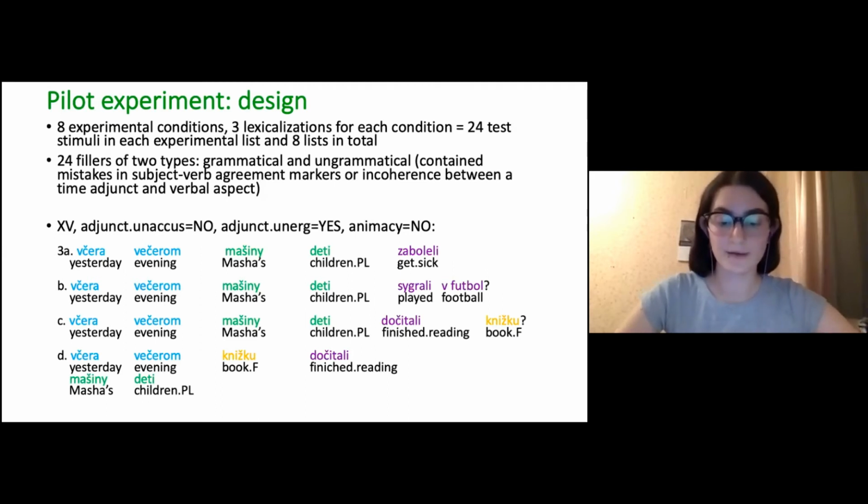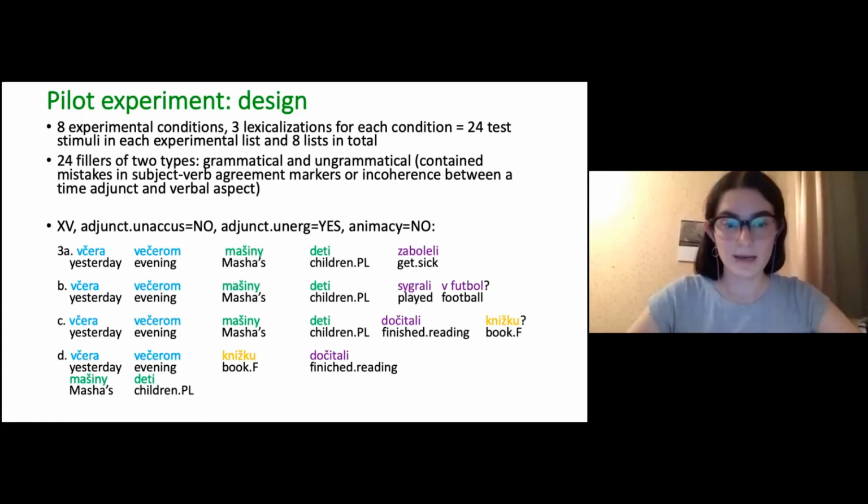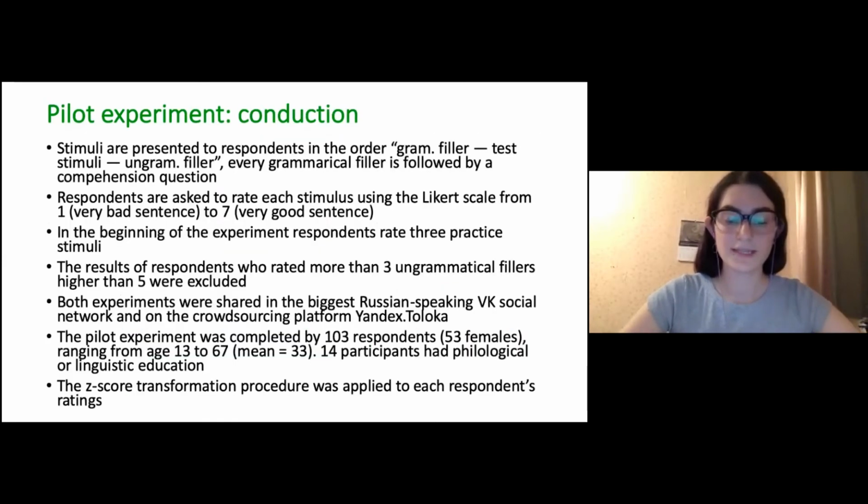Here you can see half of one experimental block with direct basic word orders. So it's SV for intransitive stimuli, SVO for transitive, and OVS as the second word order for transitive stimuli. The respondents rated each stimulus on a Likert scale from 1 to 7. The results of respondents who rated more than 3 ungrammatical fillers higher than 5 were excluded.